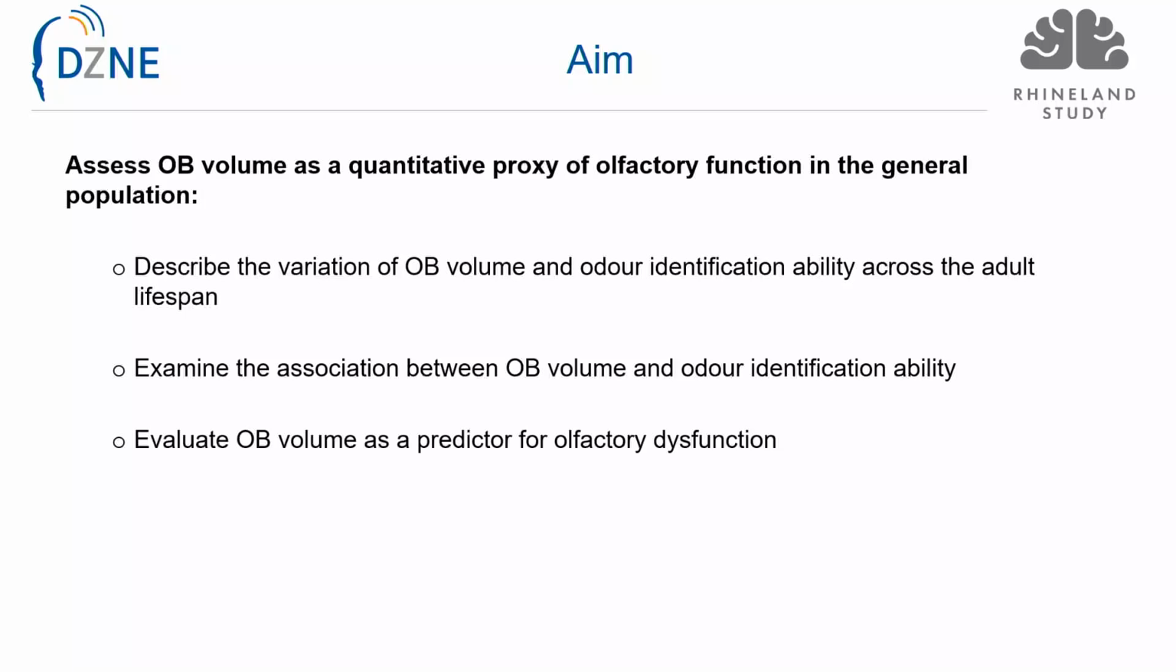So with the pipeline that I just mentioned above, we would like to assess olfactory bulb volume as a quantitative proxy of olfactory function in the general population by describing the variation of olfactory bulb volume and odor identification ability across the adult lifespan. Also, we would like to examine the association between olfactory bulb volume and odor identification ability. Also, we want to evaluate whether olfactory bulb volume can be a predictor for olfactory dysfunction.